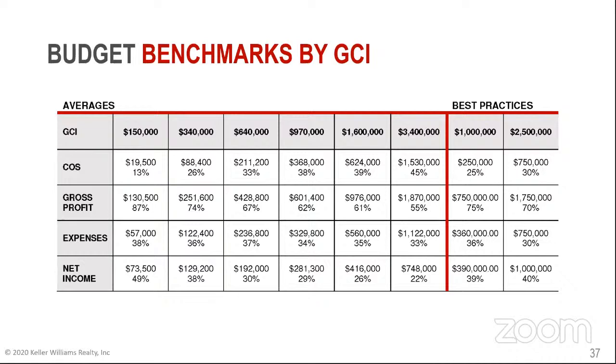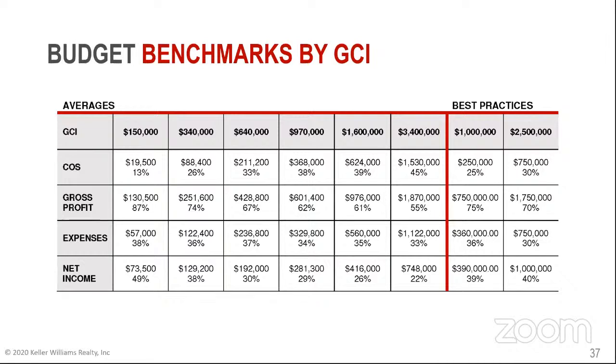Now, when you're looking at some of these other percentages at each of these income levels, notice how different they are from the 30, 30, 40. Notice how net income decreases as GCI increases until you get to that 1 million or 2.5 million mark. Yet again, even while these are benchmarks and these are examples, the same principles hold true whether you're making $150,000 a year, whether you're making $2.5 million a year in GCI.